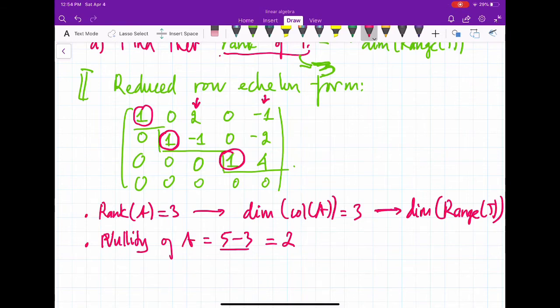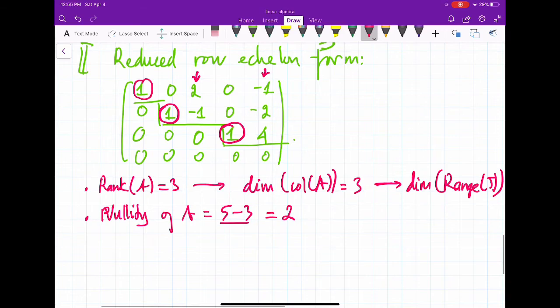Okay, so once you have the nullity of A, that is the nullity of the linear transformation. Makes sense? Okay, so we know the nullity of T is 2. Perfect. Now let's talk about the column space of A.